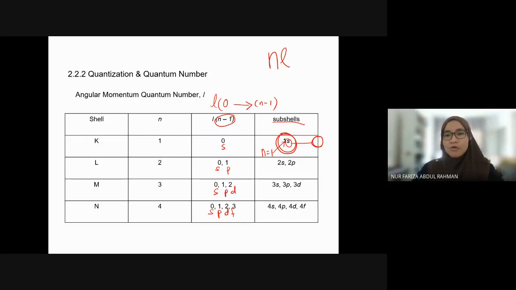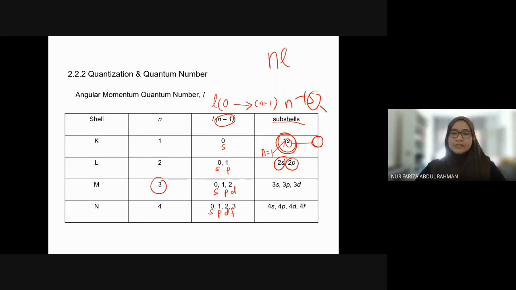So for subshell, we have a notation to represent the subshell. We use 1s. 1s means the n is equal to 1. S means the orbital is an s orbital. Same goes to the subshell if n is equal to 2. We have s and p, so it should be 2s and 2p. If n is equal to 3, we have s, p, and d, so the subshell should be 3s, 3p, 3d.